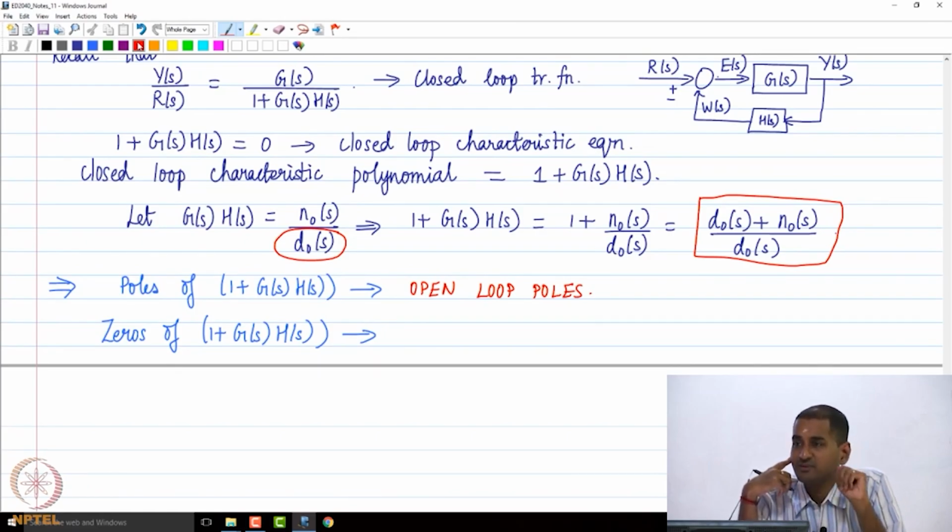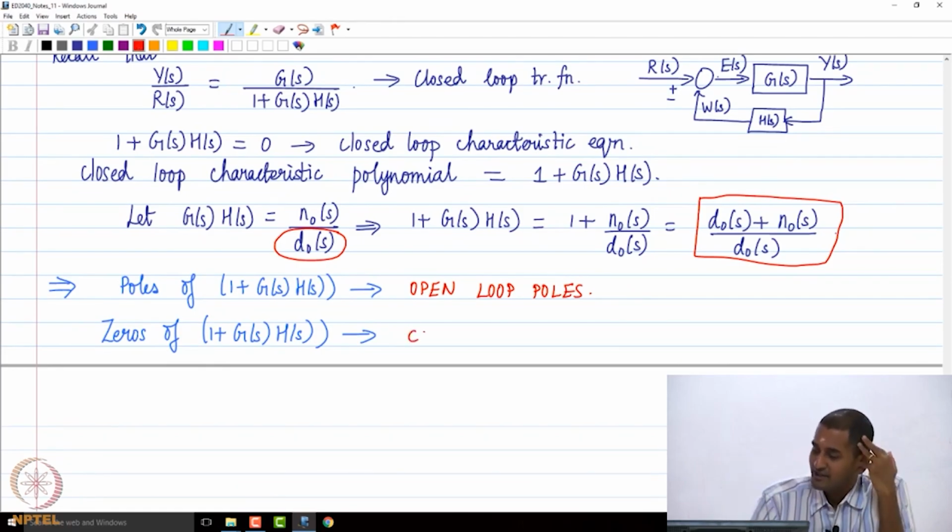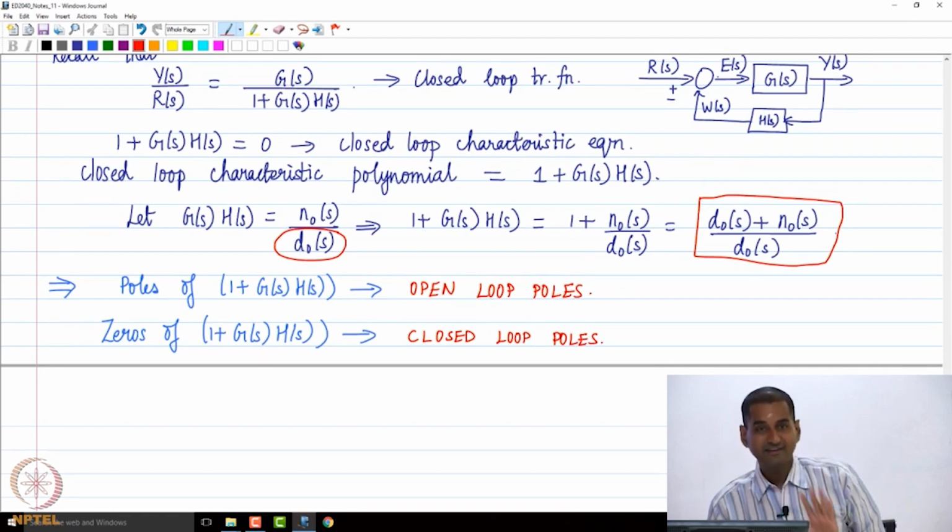What are the zeros of the closed loop characteristic polynomial 1 plus G(s)H(s) called? We have already discussed this, I am just recapping. Closed loop poles, that is it. I am recapping this terminology once again because we are going to mix poles and zeros, but I want us to be very clear.